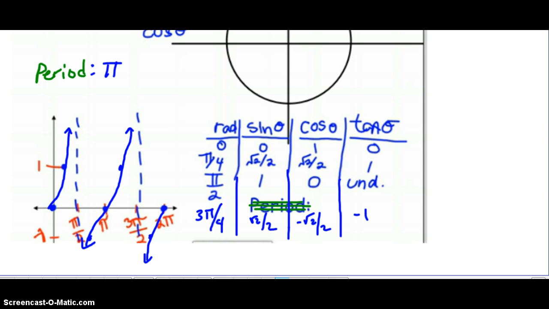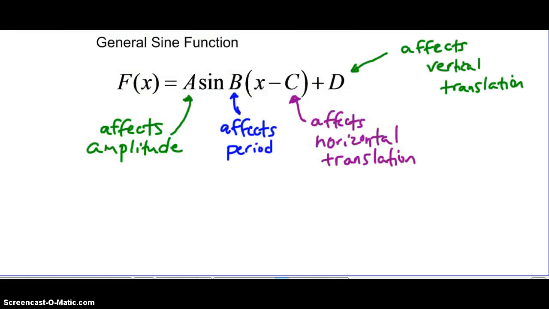The last part I want you to write down in your notes is the general sine function. We'll be talking about the general sine function and the general cosine function and also the general tangent function. But I just want you to go ahead and write down, bring this back, the sine function, and we'll be starting here in class talking more about how A affects our amplitude, our B affects our period, our C is going to affect the horizontal translation, and the D will affect the vertical translation.